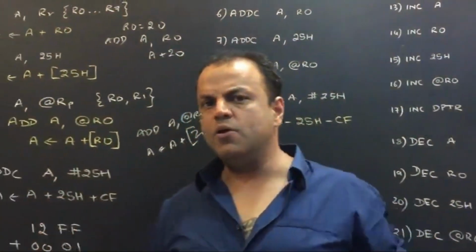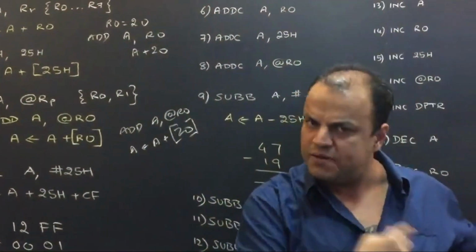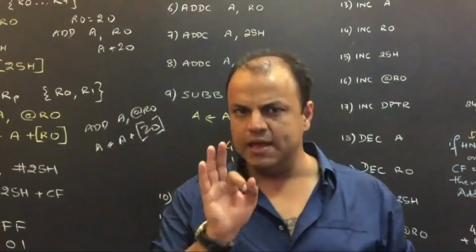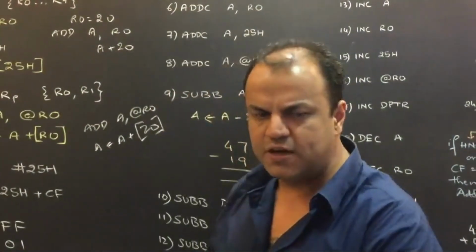by R0. I'm not going to explain this again and again because this will happen with every instruction. Every instruction will have all these types. I'm explaining them once. So once for all, get this clear.